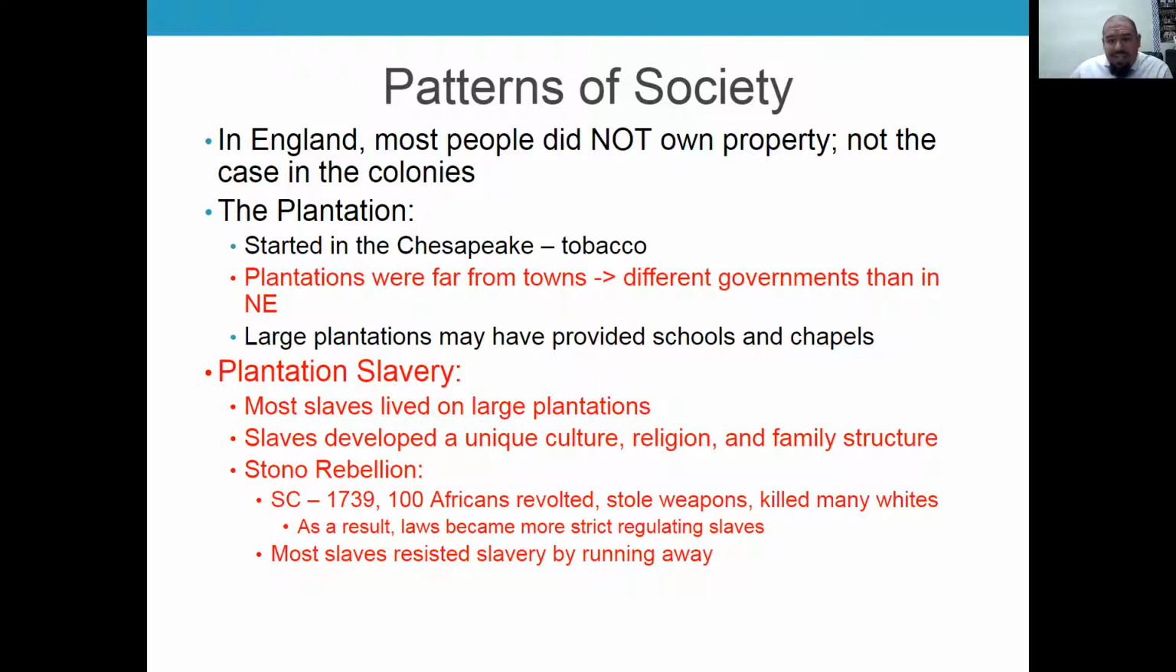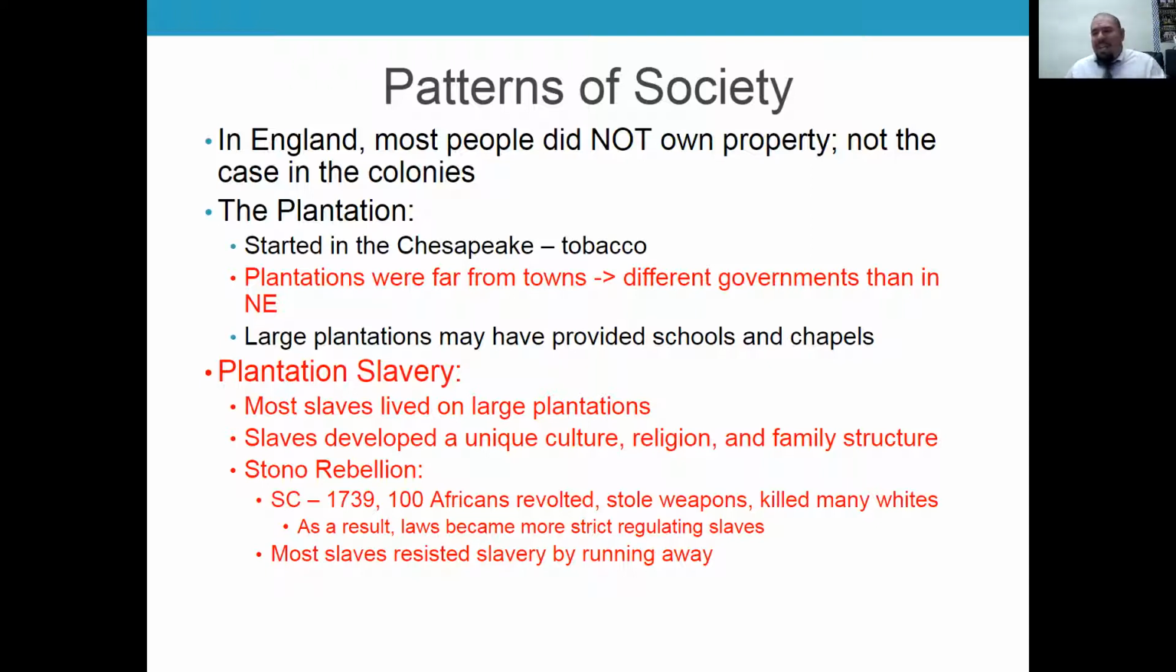And most slaves did live on large plantations. Slaves will develop a unique culture, religion, and family structure within themselves, living together. But one big rebellion that you need to commit to memory is the Stono Rebellion.